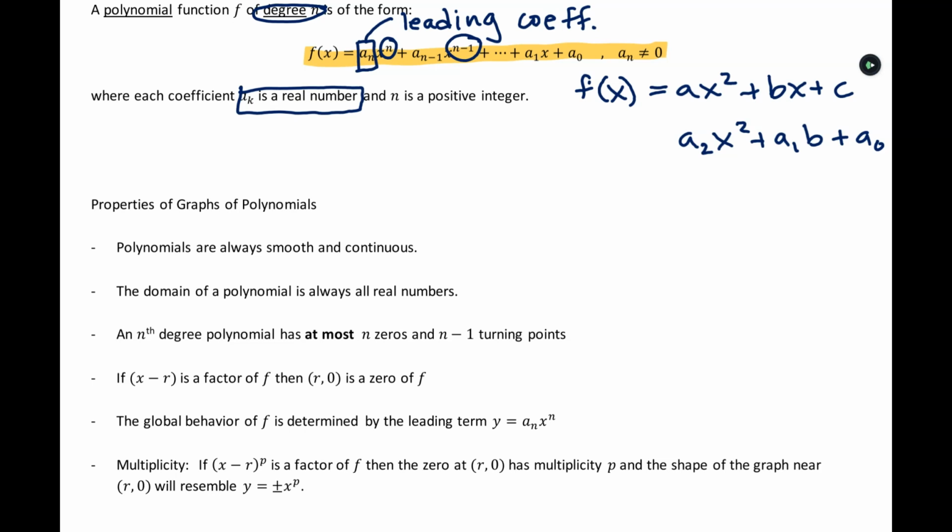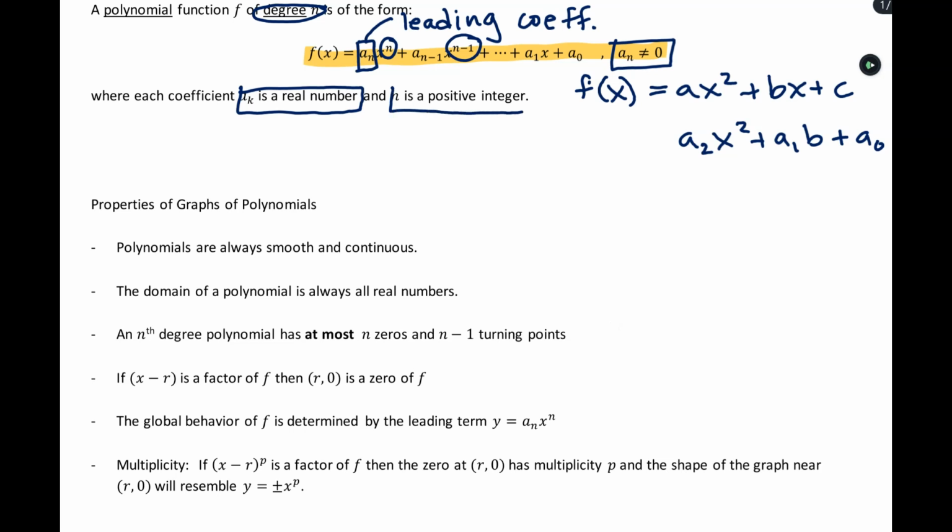So your a1 or your a2 or your a sub n minus 1, any of those could be 0. The only one that cannot be 0 is the a sub n, because the degree wouldn't be n if that term got wiped out by a coefficient of 0. So that's the only rule. Whatever that highest power is, that determines our degree. So when we're trying to formalize this, we say that coefficient can't be 0.